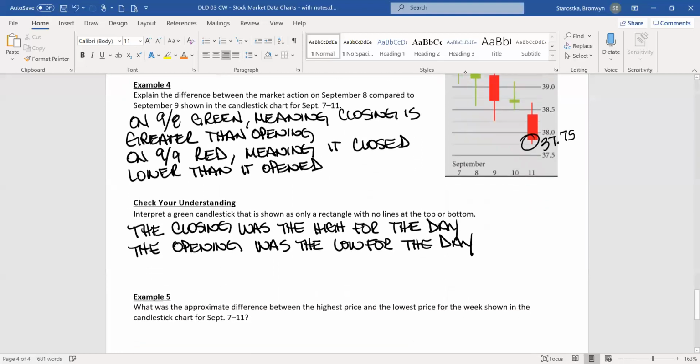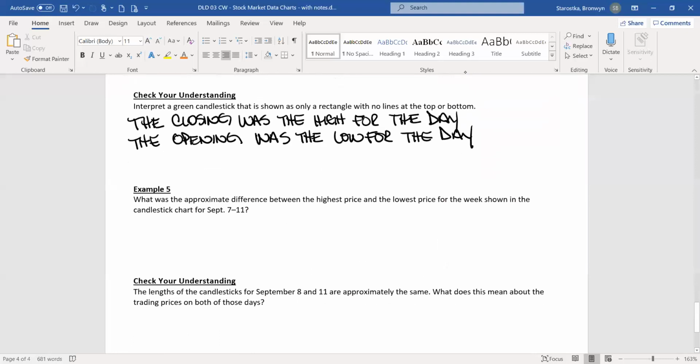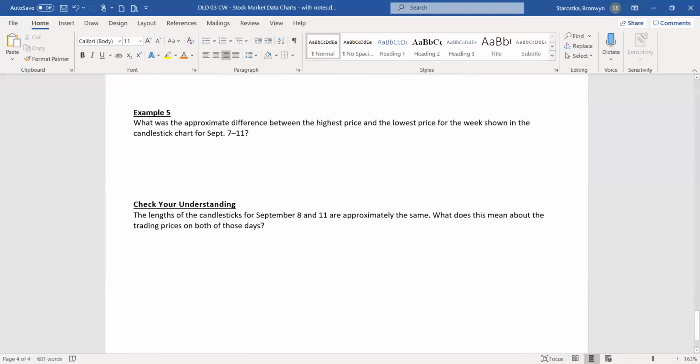So the question says, what was the approximate difference between the highest price and the lowest price for the week shown in the candlestick? Well, we take $39.90 and subtract $37.75. Then for the week, the difference between the highest price and the lowest price is about $2.15.